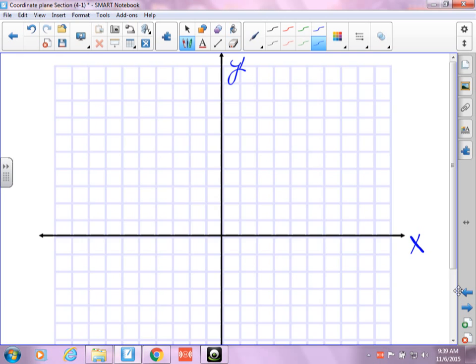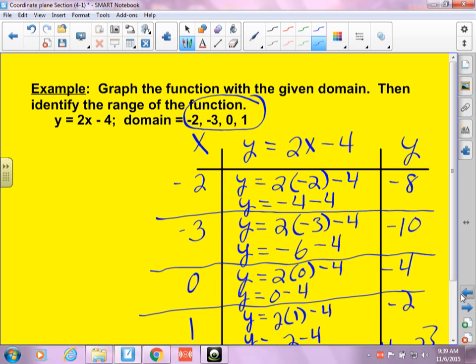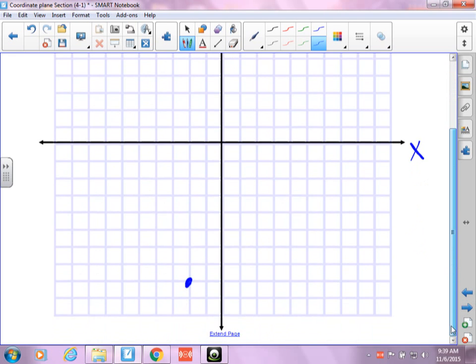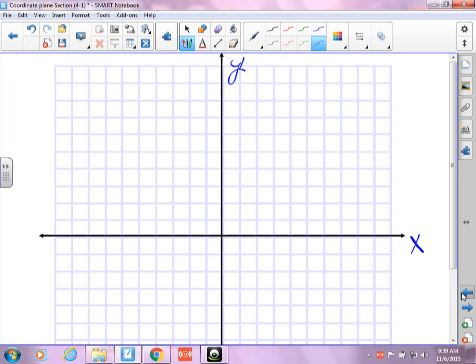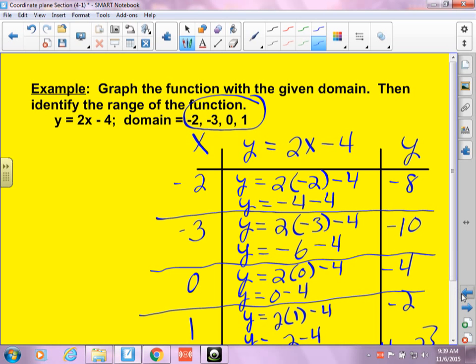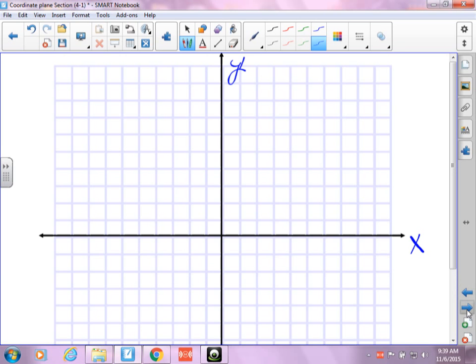Now, let's go back to our ordered pairs. I did the first one. What's the second ordered pair? Yes. -3, -10. Good. So -3, -10. I'm going to put it right here. Okay. Next ordered pair is 0, -4. So I got 0, -4 right there. And what's the last one? 1, -2. Okay, now I'm going to stop right there.